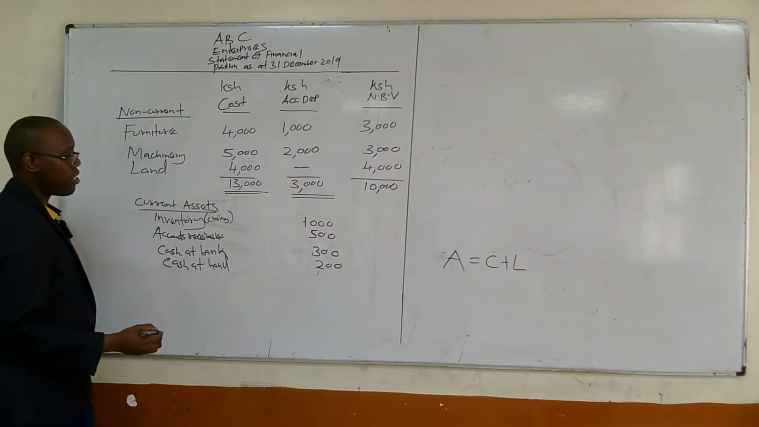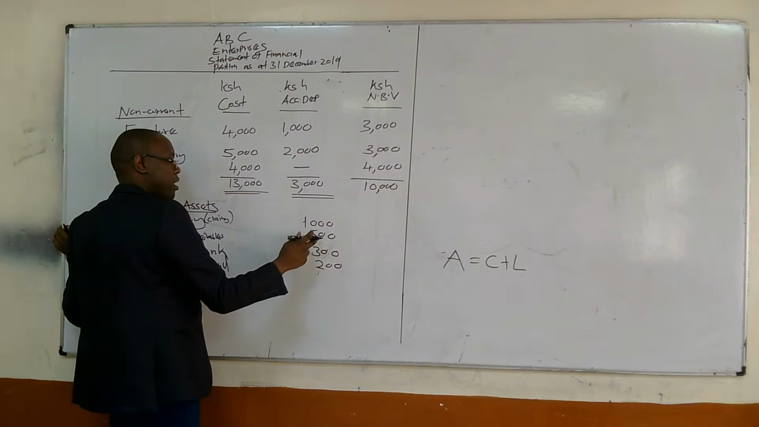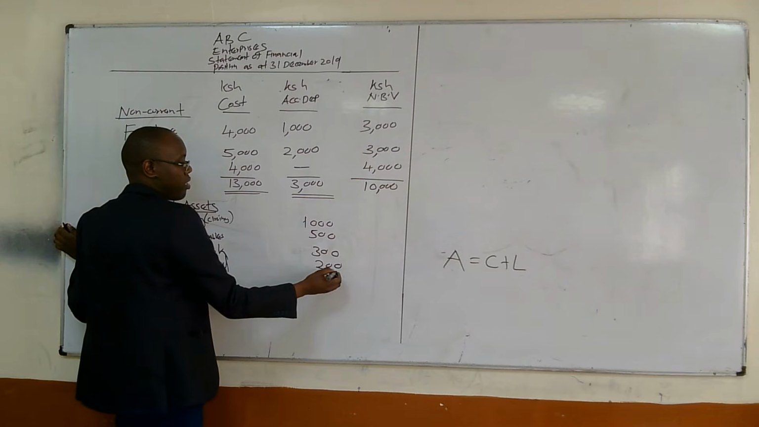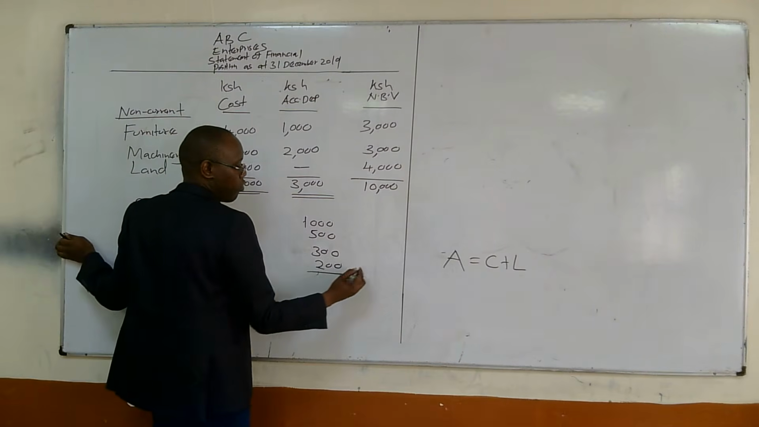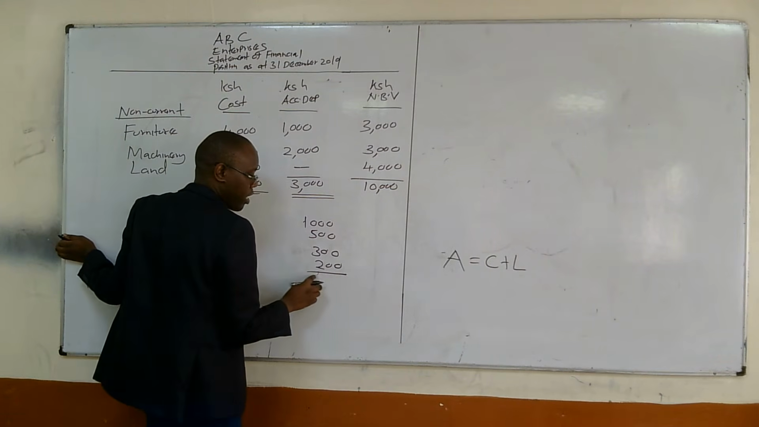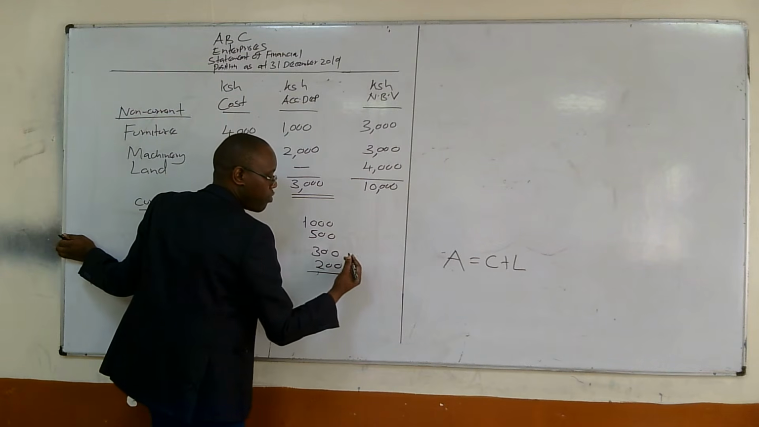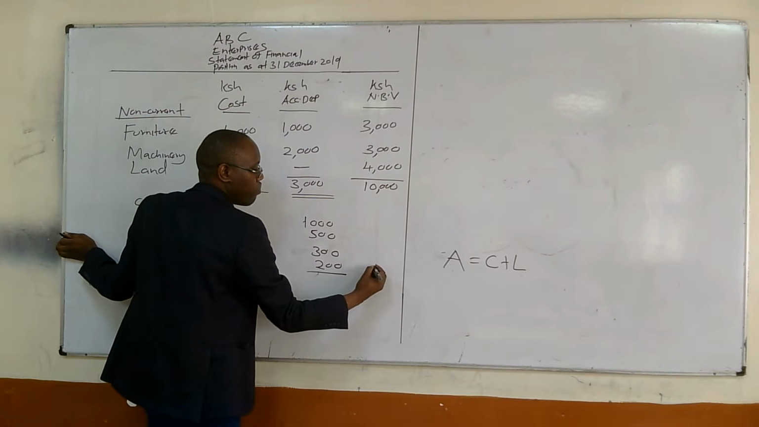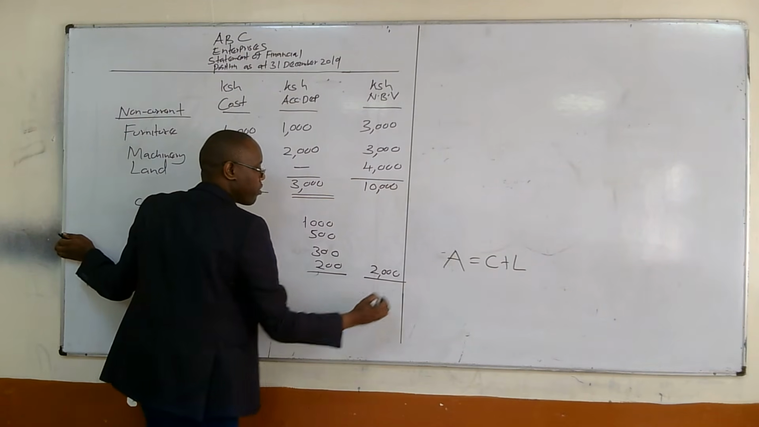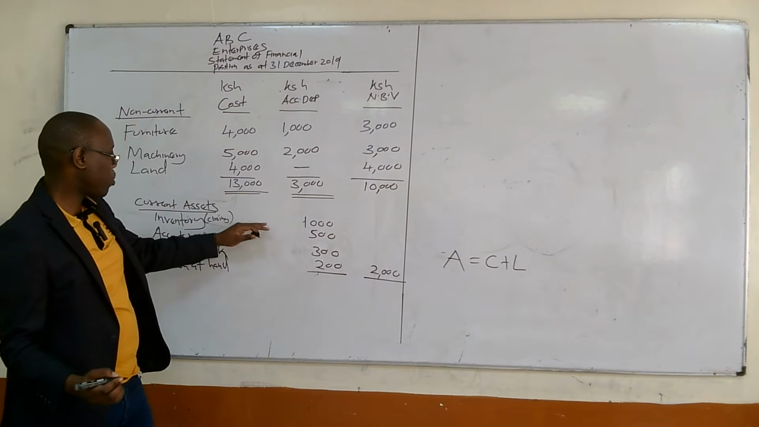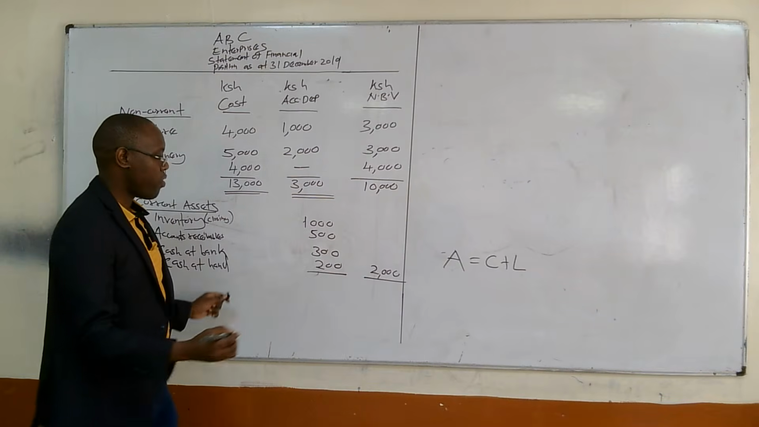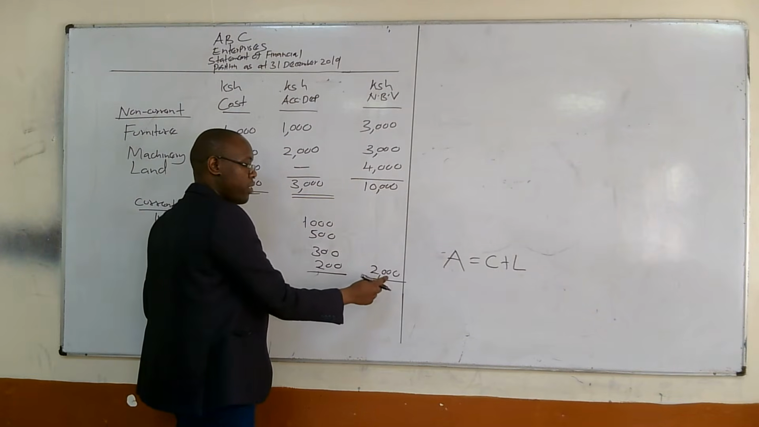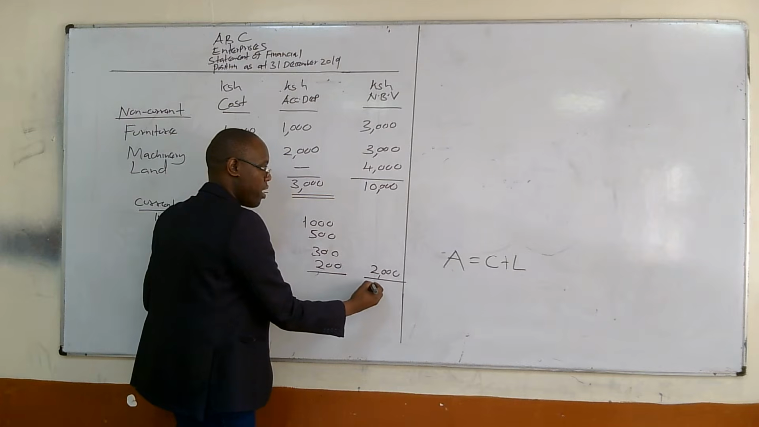And then you are going to add the 1,000 plus 500 plus 300 plus 200, and what you are going to get is 2,000. So the 2,000 you push it here. You put a line, and then on that same line you push it to the third column. You put that 2,000 there. So that's the total of the current assets, which is 2,000. You push it here, and you take 10,000 plus 2,000, which gives you 12,000.